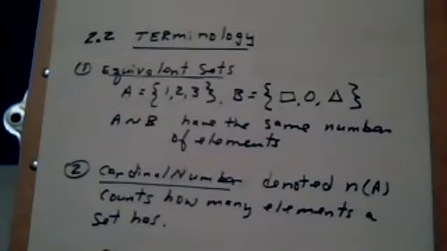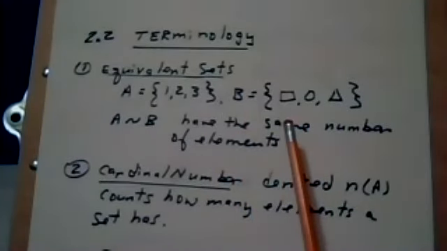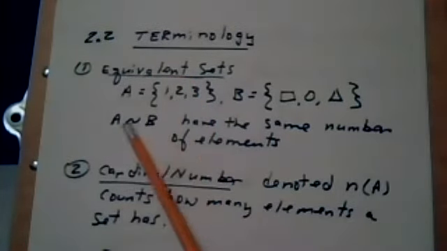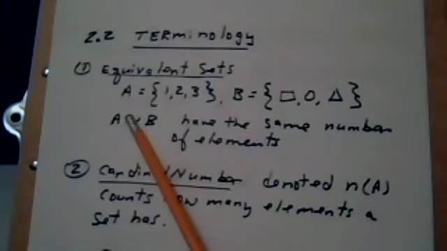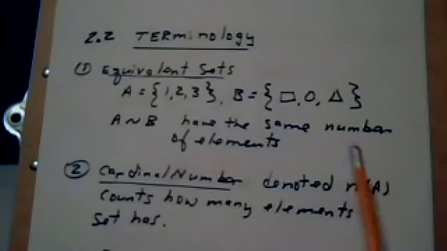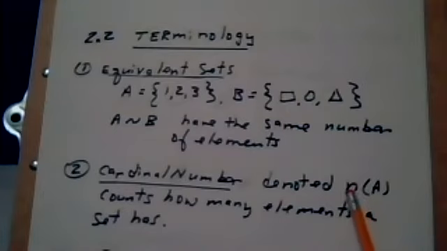Here's some terminology. Equivalent sets are sets that have the same number of elements. Notice they don't have to have the same members, just the same number of elements. The symbol for equivalent is this sleeping S looking thing. A cardinal number is a number that counts how many members a set has. And this is the way it looks when you write it: the number of members of set A. That number is called a cardinal number.